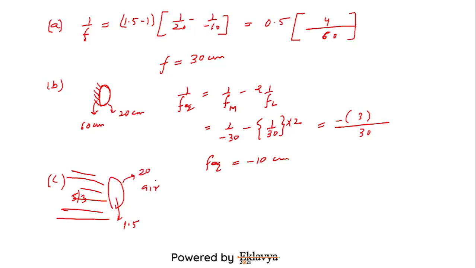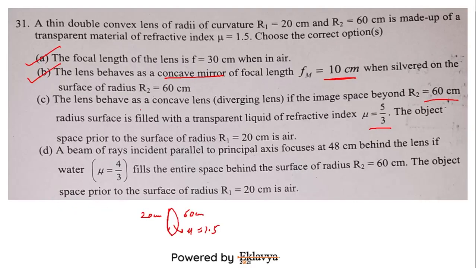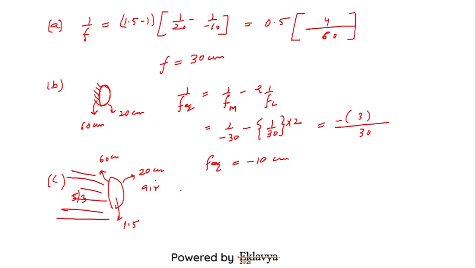This surface has a radius of curvature of 20. This has a radius of curvature of 60. So we want to know whether this combination behaves as a converging lens or not. To check that, let's assume a parallel beam is coming from this side. If this beam diverges, we will call this a diverging combination. If this beam converges, we will call it a converging combination.